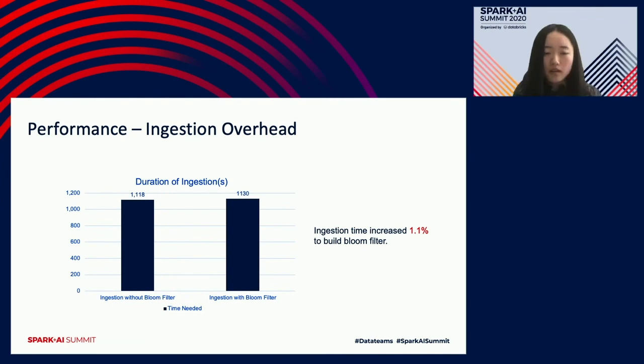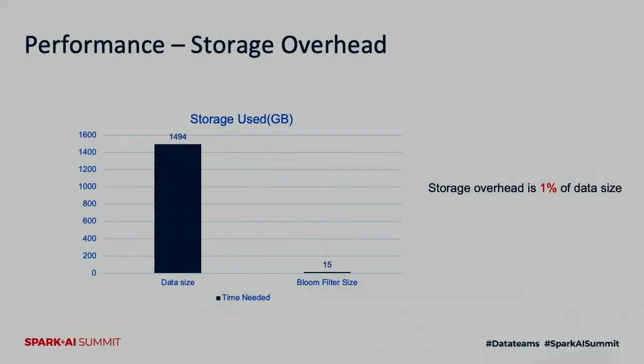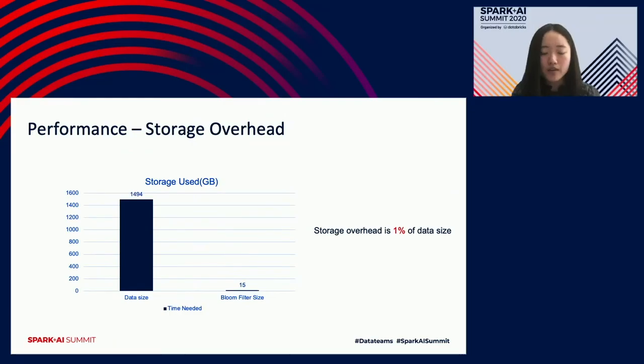The overhead to build Bloom filter at ingestion time is about 1.1% compared with the ingestion cost before without Bloom filter. Similarly, the storage overhead also increased by 1% in order to store the Bloom filter related metadata. Note that here we are estimating based on one column with Bloom filter enabled. If there are multiple columns in the dataset we want to build Bloom filter on, then the overhead will increase accordingly.